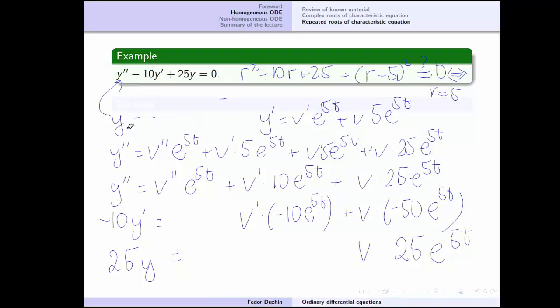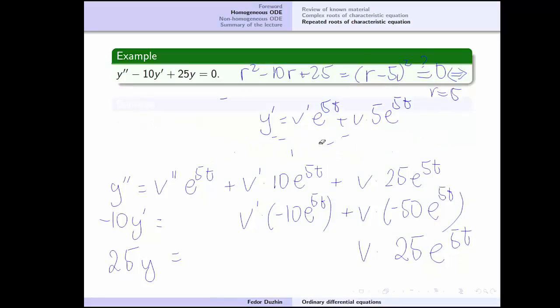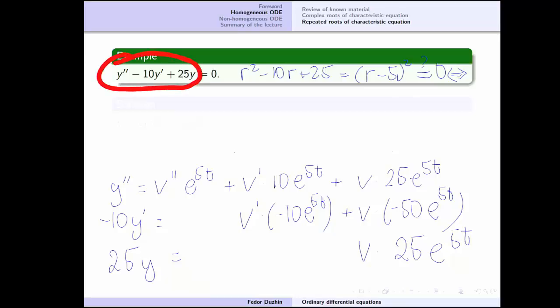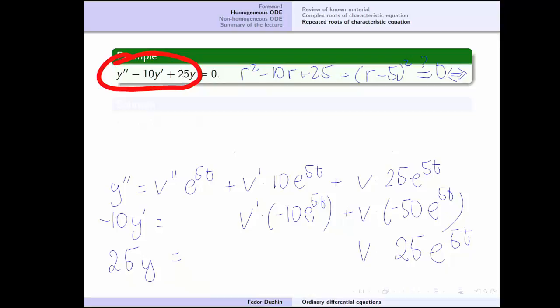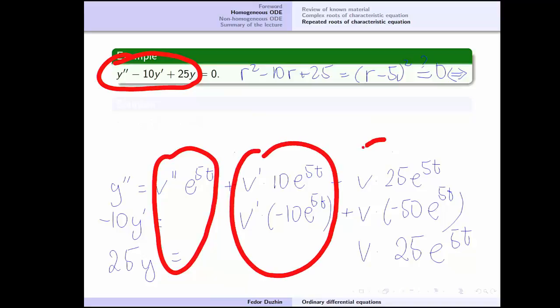now I'm going to erase this. I don't need this anymore. The reason why I wrote it like this is because now we need to find the sum. The left hand side of our differential equation is y double prime minus 10y prime plus 25y. In other words, I need to add these three things together, right? So I'm going to combine everything with y double prime, everything with y prime, and everything with v.